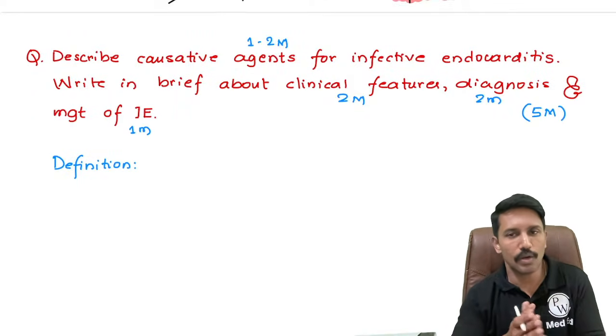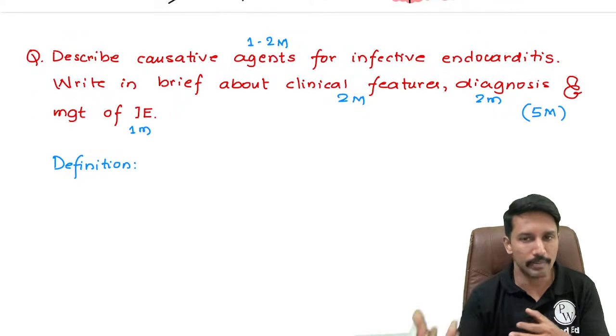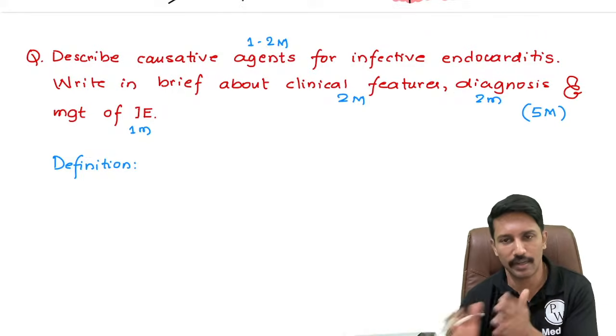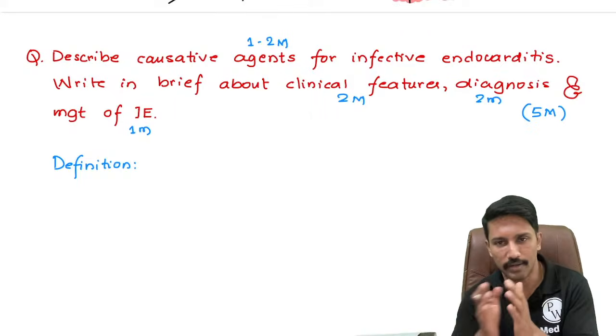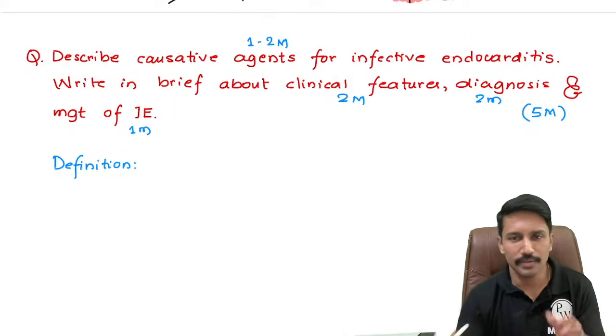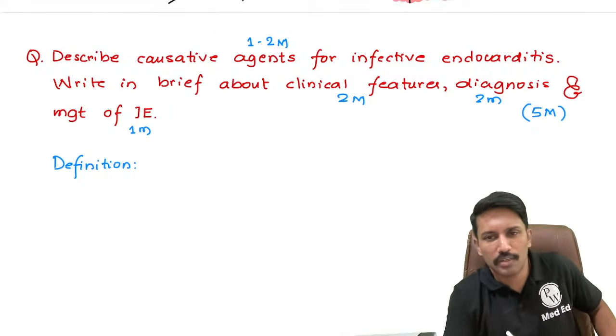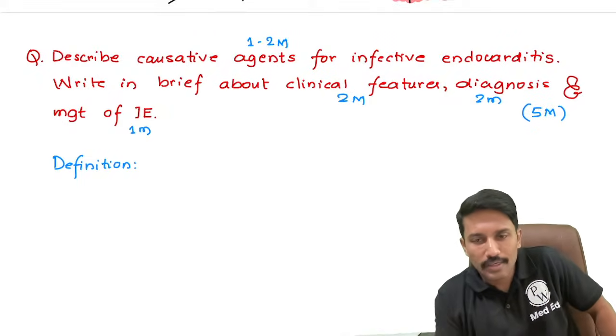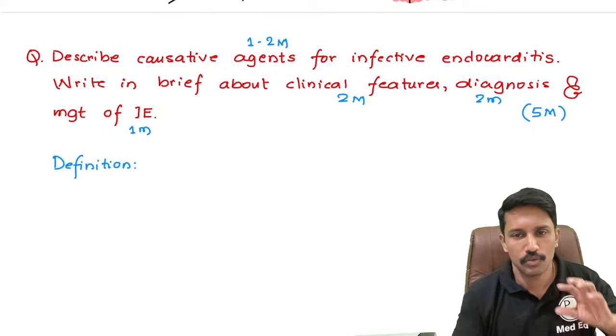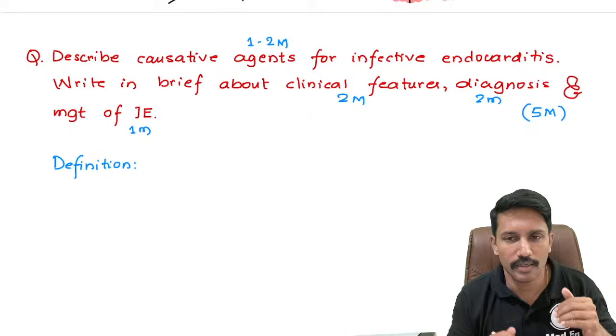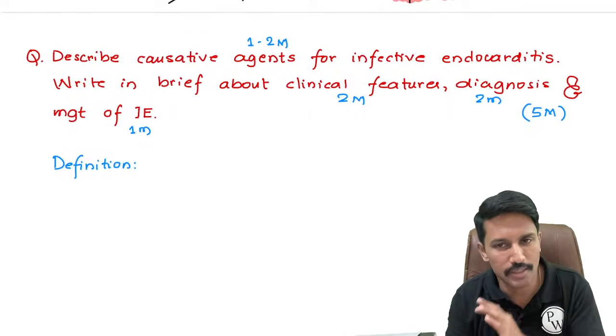Mostly the whole stem is not asked. Usually they will ask you clinical features and management, or clinical features and diagnosis, or diagnosis and management, or causative agents and clinical features. That's how they make it a 5-mark question. Or sometimes they combine it with rheumatic fever. So it's like write a brief note on infective endocarditis and rheumatic fever, 5 marks each.